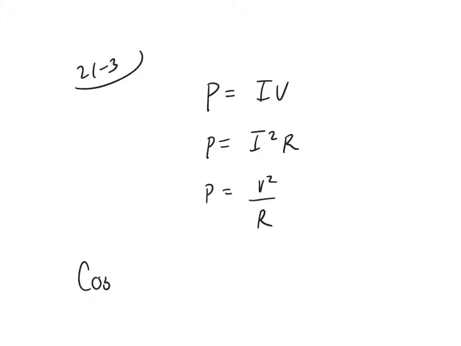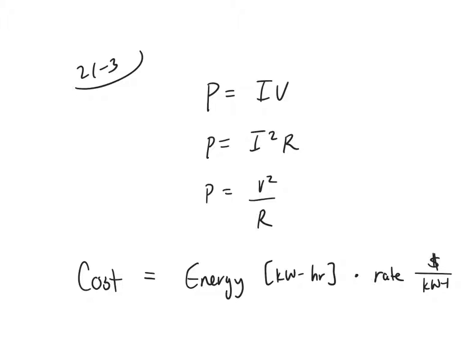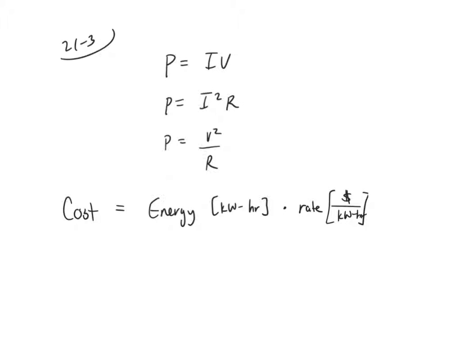Now, cost is equal to the amount of energy used in kilowatt hours times the rate in dollars per kilowatt hour. I'm putting units in brackets as always. This is how we measure cost. So if you recall, from earlier in the year, power is really energy over time. The definition of power is the rate at which energy is lost or gained. So power is energy over time.